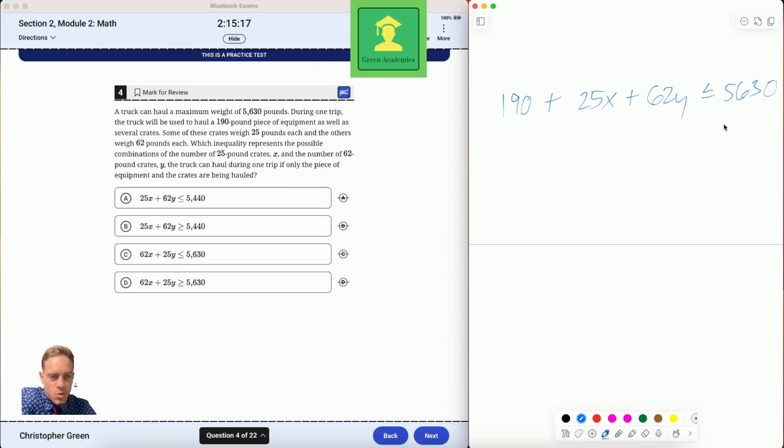But that's not an answer choice. So what they do is they subtract the 190 from both sides, and they write it as this being 5,440, right? Is less than or equal to, yes.